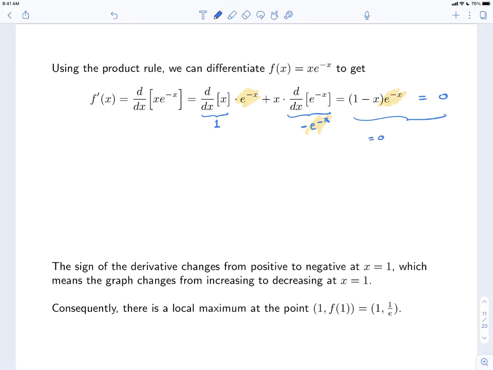So f prime equals 0 when x is equal to 1. In fact, we can just draw a little sign chart here. And we can see that the only place where the derivative is equal to 0 is when x is equal to 1.